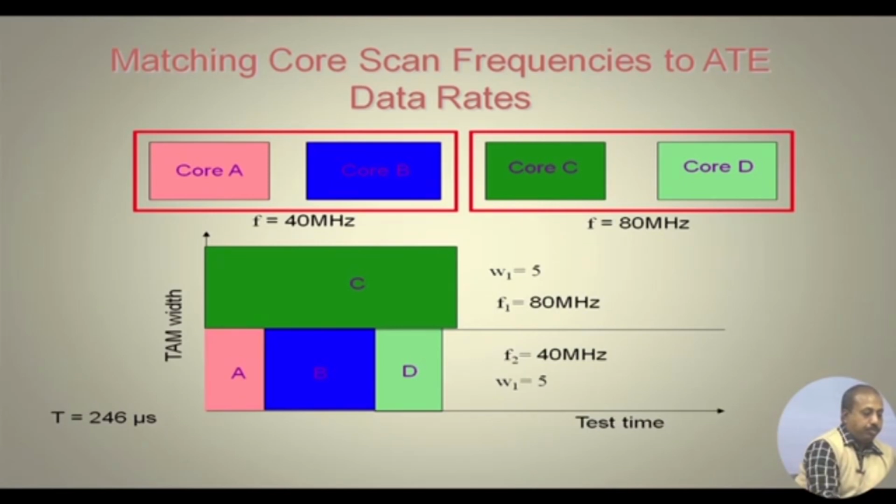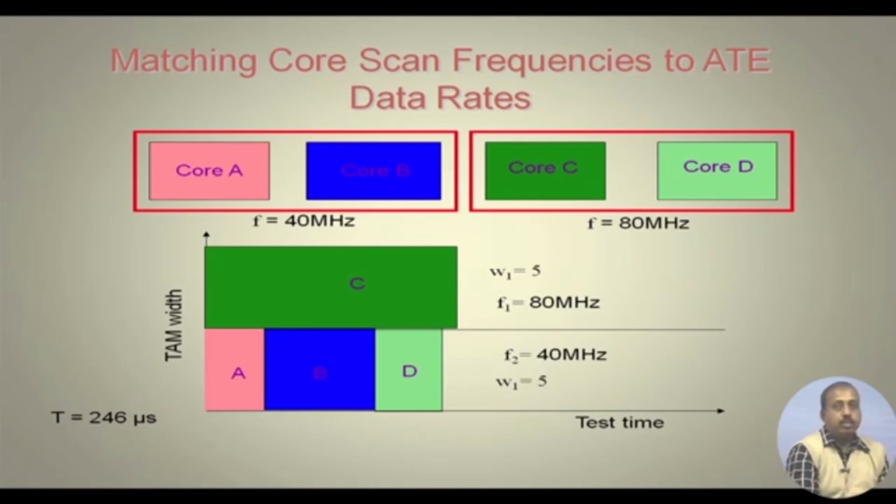Now, take another case where the distribution of TAM is done like this: W1 is 5 and W2 is also 5. W1 operates at the higher frequency of 80 megahertz and W2 operates at the lower frequency of 40 megahertz. On the 80 megahertz only core C and D can operate, but we put only core C here, and cores A, B and D are all put on the 40 megahertz frequency with W2 equal to 5. Then the test time reduces to 246 microseconds.